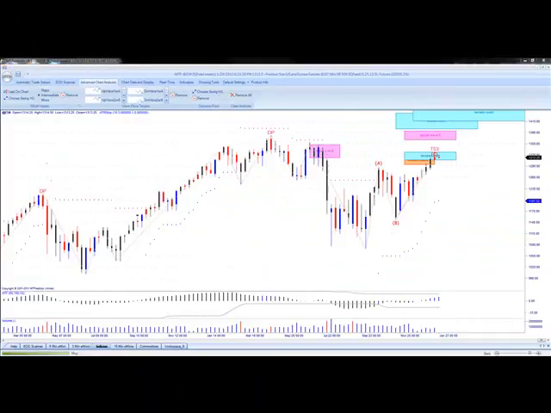Alright, so we've got the Fed meeting out of the way last week. We're coming up on the end of the month of January, which is a significant month. We'll get a monthly candle close here in a few days, which will be significant.